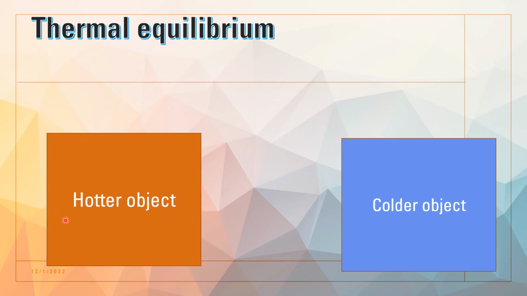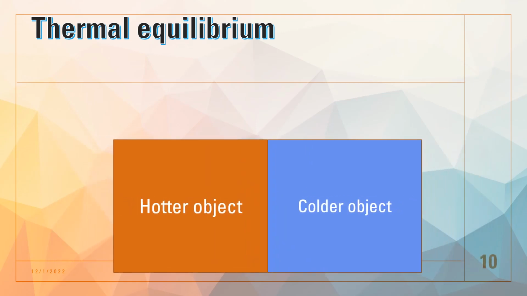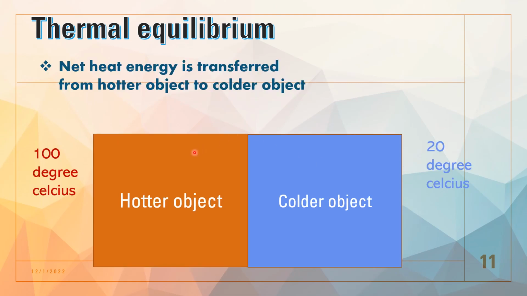This is a hotter object and this is a colder object. When we put these two objects together, the surface of the hotter object touches the surface of the colder object. When two surfaces of different temperature touch, this is known as thermal contact. Two objects which are in thermal contact can exchange heat energy between them. Net heat energy is transferred from the hotter object to the colder object.